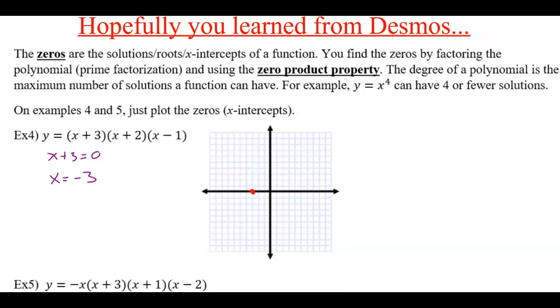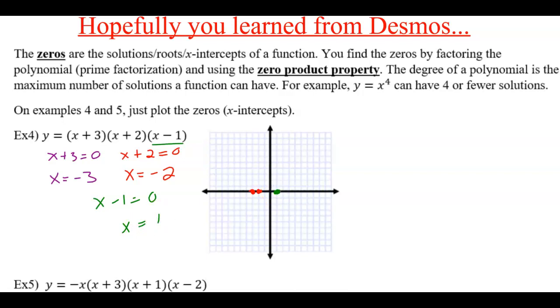And then same thing here, if I set x plus 2 equal to 0 and solve, and I know a lot of you can just do this in your head, if we solve for x, we'd get negative 2. That means that there's an x-intercept of negative 2. I know those are really close together there. And then the last one, our x minus 1, if we set x minus 1 equal to 0 and add that 1 over, that means x is 1. So x-intercept of 1 there.